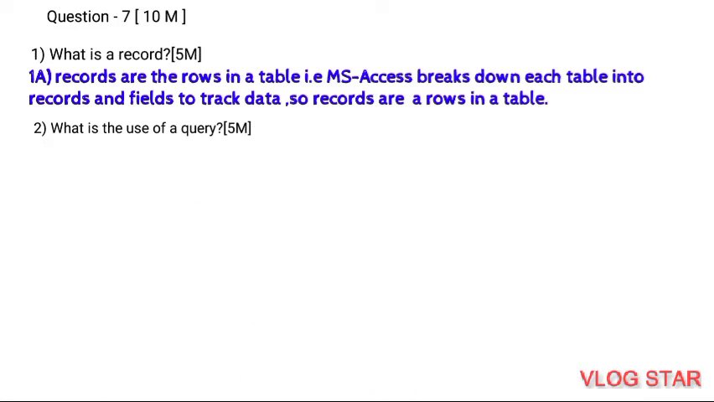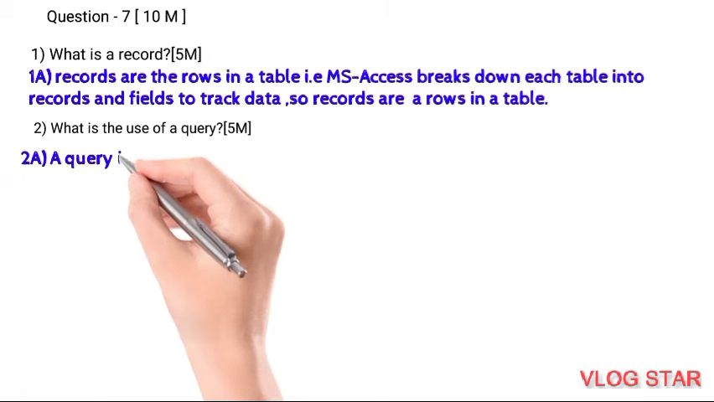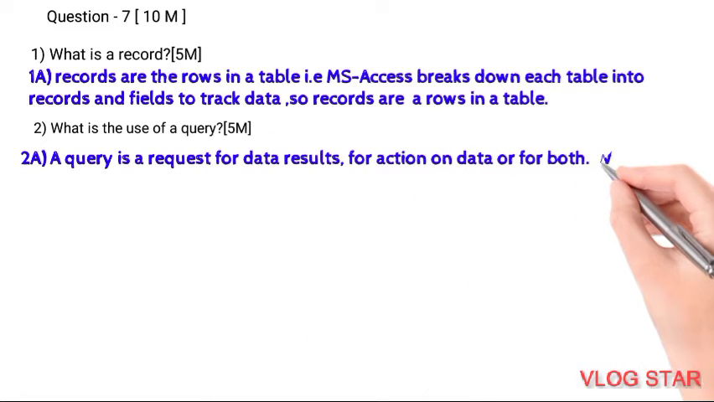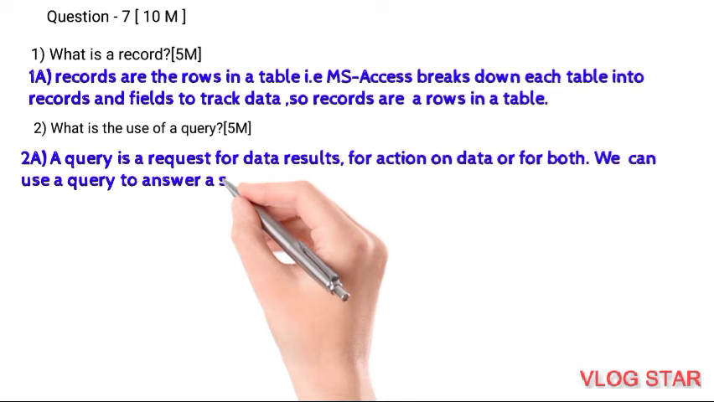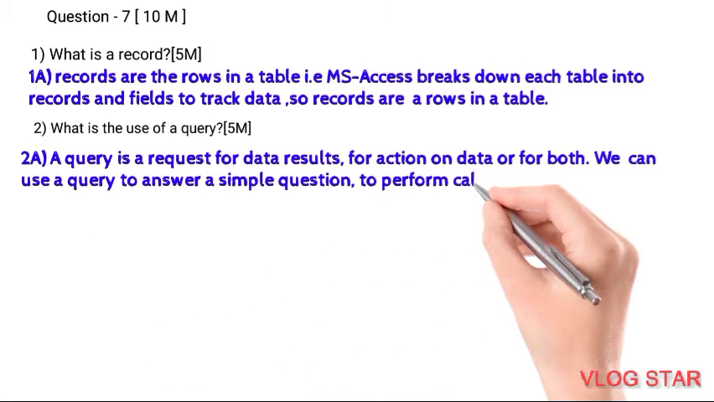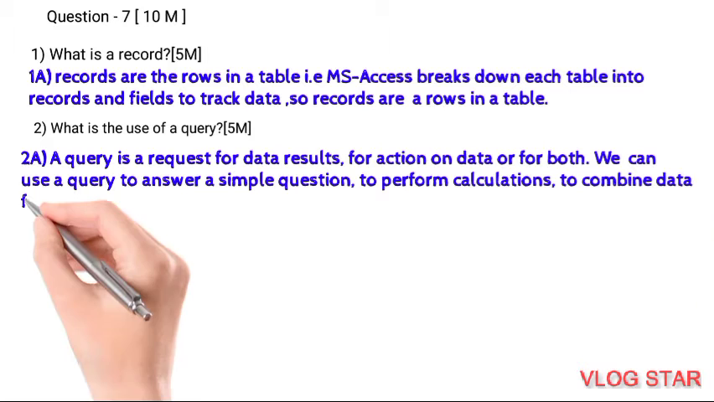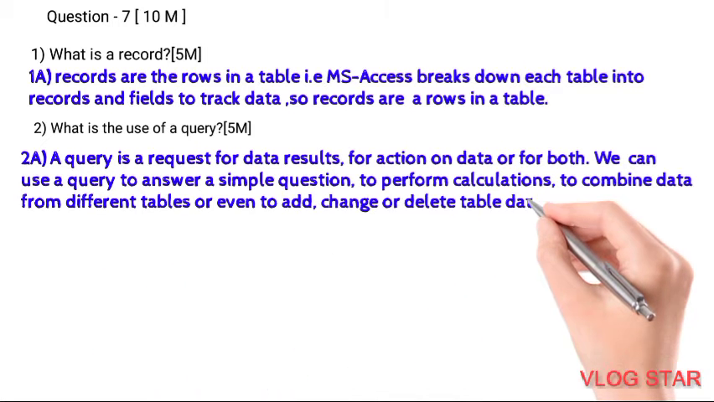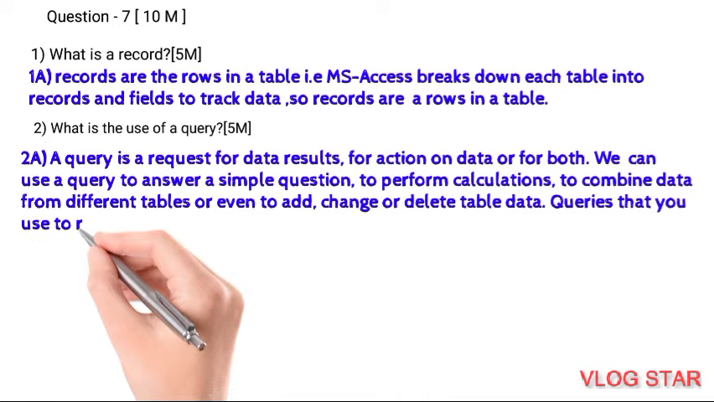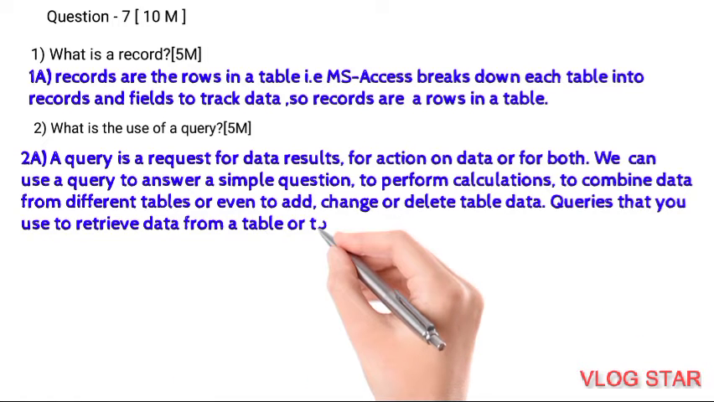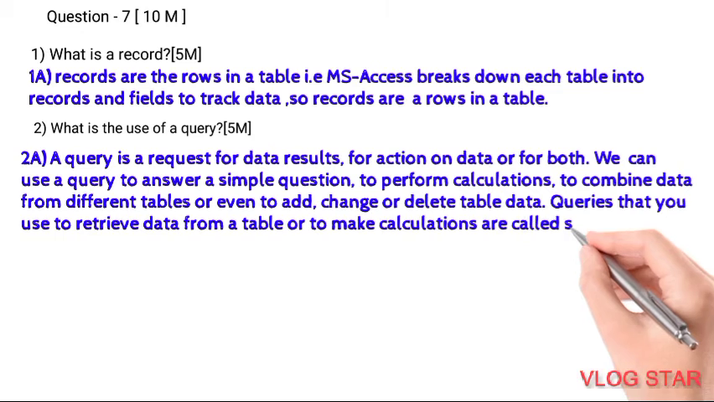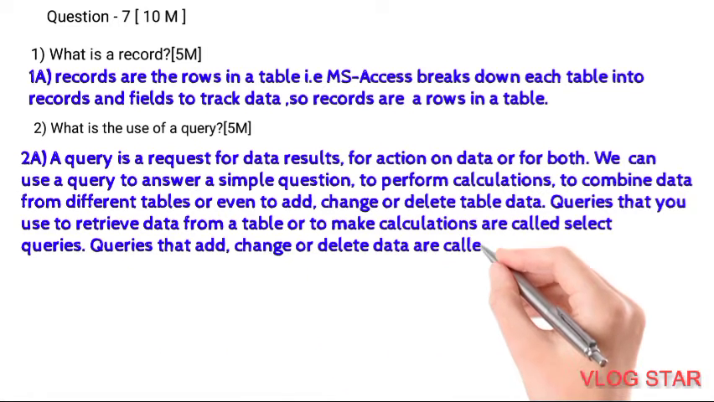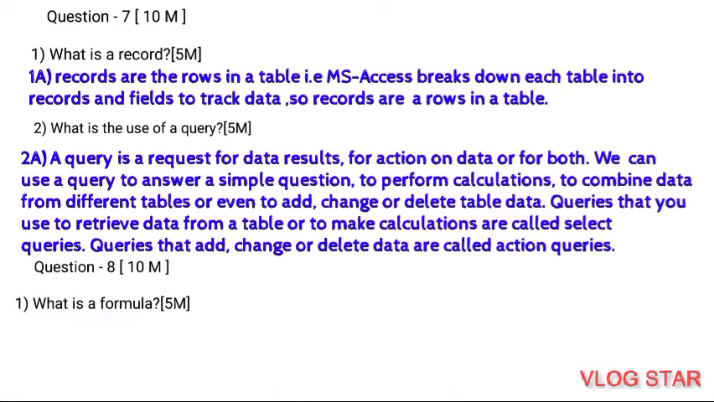Second question. What is use of a query? It consists of 5 marks. A query is required for data results, for action on data, or for both. We can use a query to answer simple questions, to perform calculations, to combine data from different tables, or even to add, change or delete table data. Queries that you use to retrieve data from a table or make calculations are called select queries. Queries that add, change or delete data cells are called action queries.